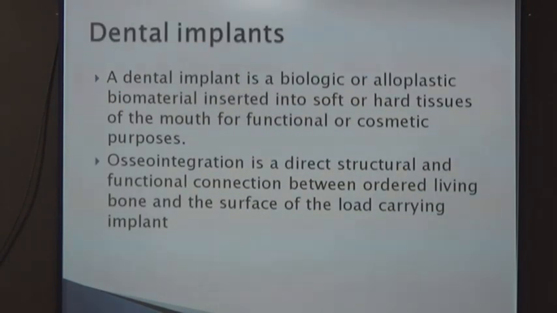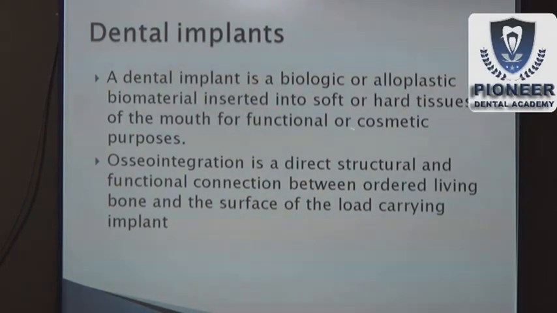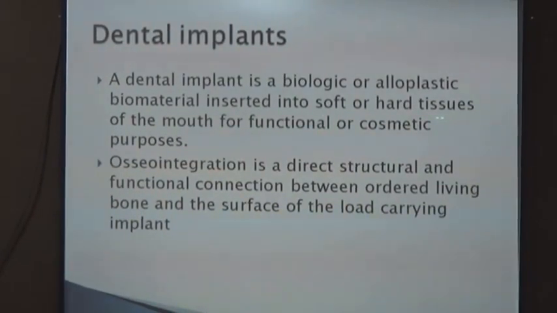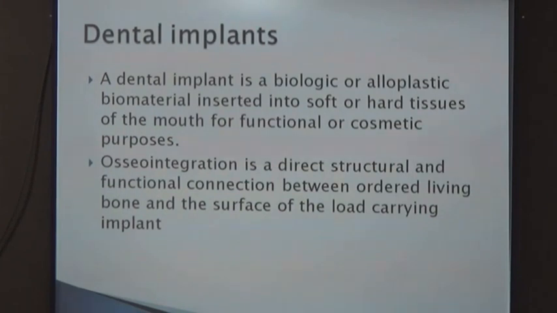Dental implants: a biological or alloplastic biomaterial inserted into the soft and hard tissue of the mouth for functional and cosmetic purposes. Osseointegration is a direct structural and functional connection between ordered living bone and the surface of the load-carrying implant. That is why the type of healing between the implant and the bone we call osseointegration. Because it gives a structural and functional connection, it will be used for functional or cosmetic purposes. Understood?